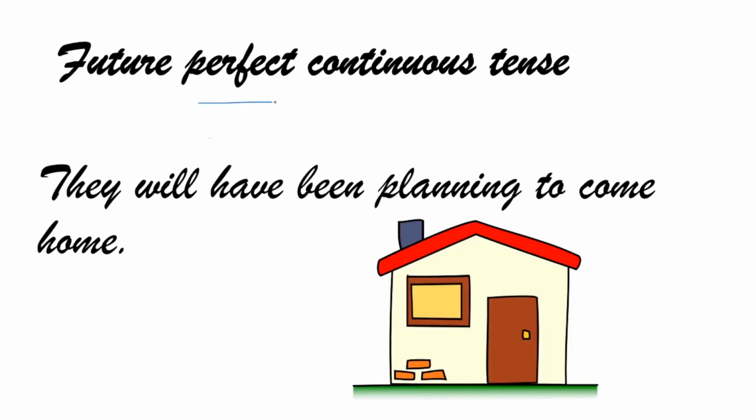And finally, we have the future perfect continuous tense. This is used to describe an ongoing action that will complete in the future. They will have been planning to come home is a future action that will continue in the future. So the pattern here will be subject plus will have been or shall have been plus verb plus ing. This is the general pattern for future perfect continuous tense. So they will have been planning to come home shows an action that will take place in the future and will continue for some time in the future.